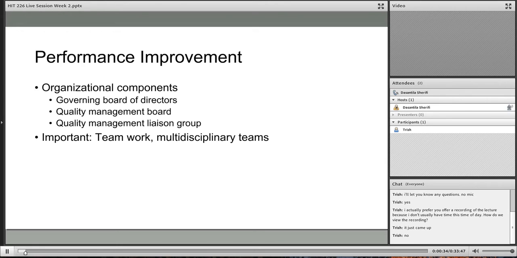So what is typically in place? What is usually the structure in place to support performance improvement? There is a governing board of directors. Okay, so this is a group of people that makes decisions. They set the direction in terms of the quality and the expectations that are set by the hospital. And they have the overall responsibility and accountability for quality improvement, performance improvement.